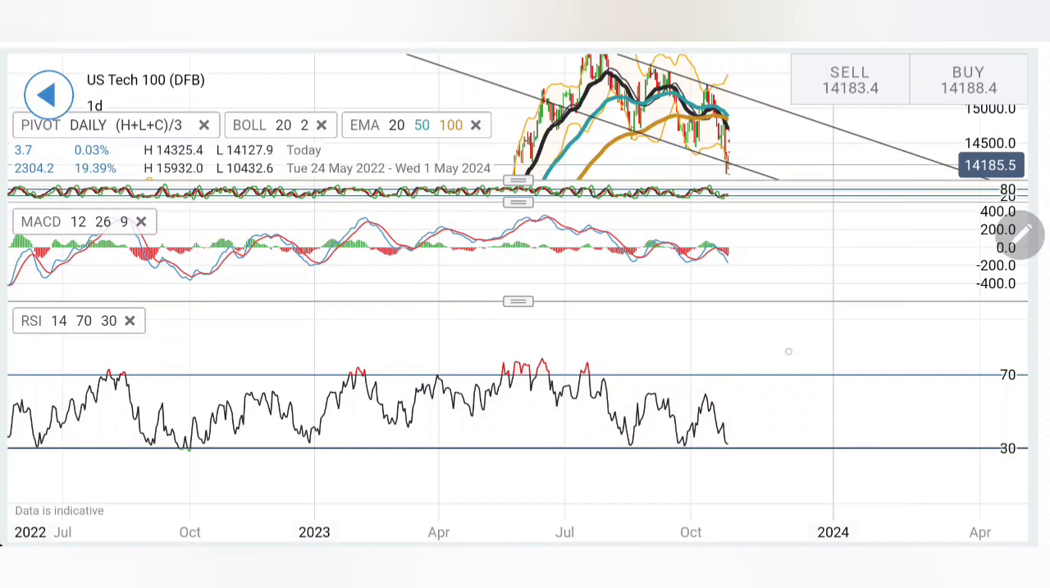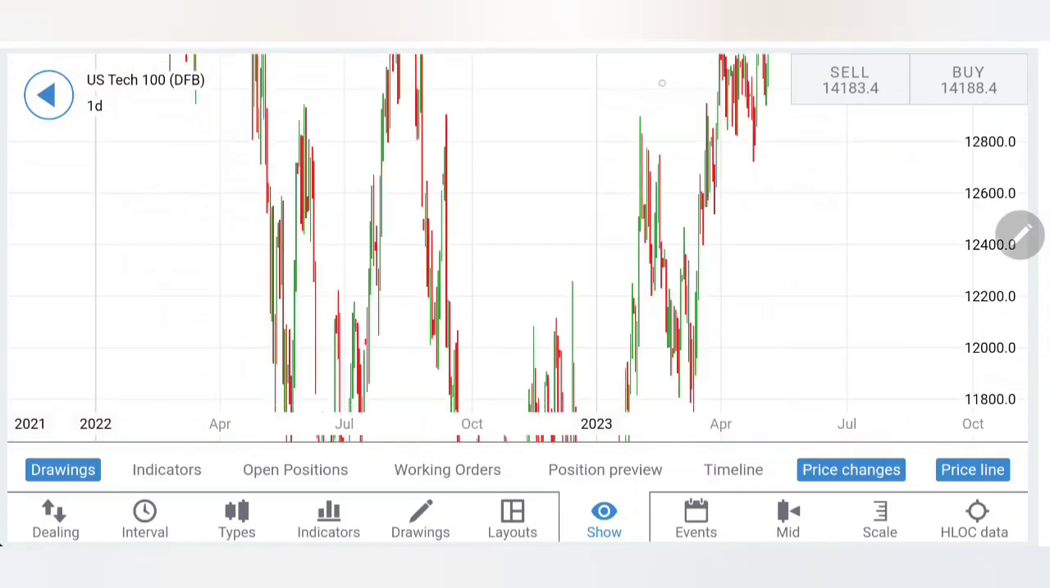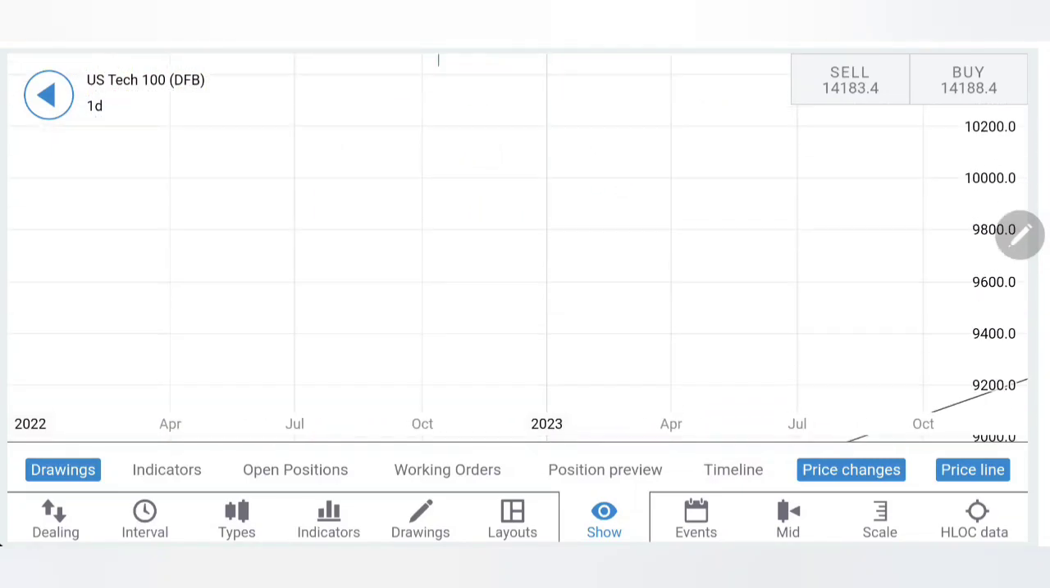Now we have seen the charts, we have seen the indicators. Time for me to define the trading levels and strategies so that you can trade profitably, trade comfortably, trade with confidence.